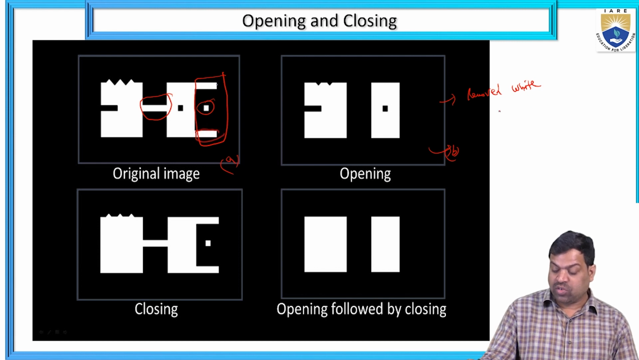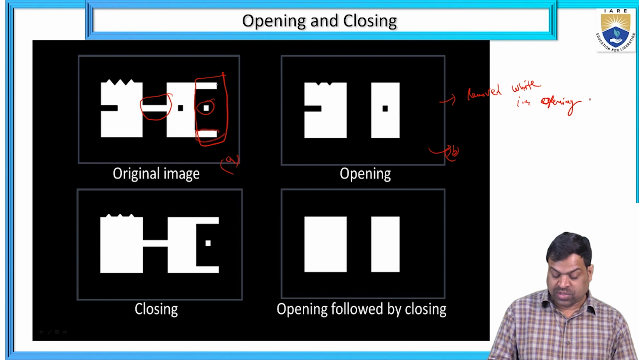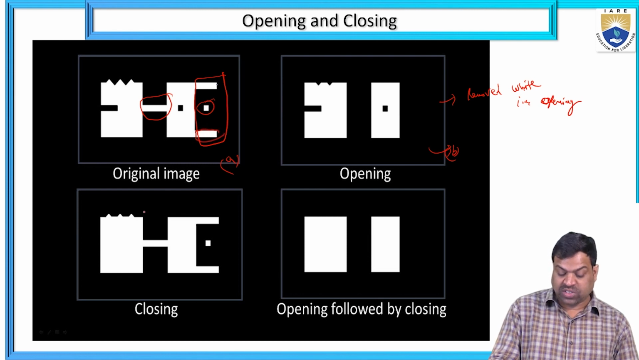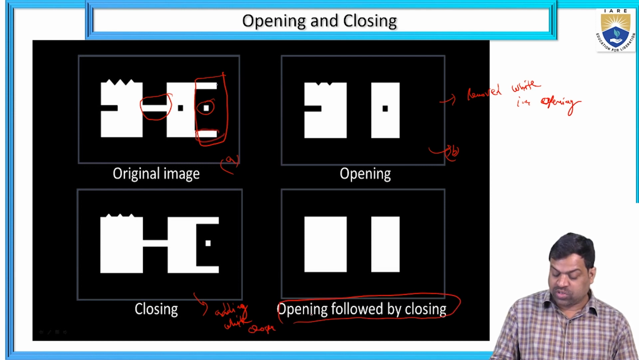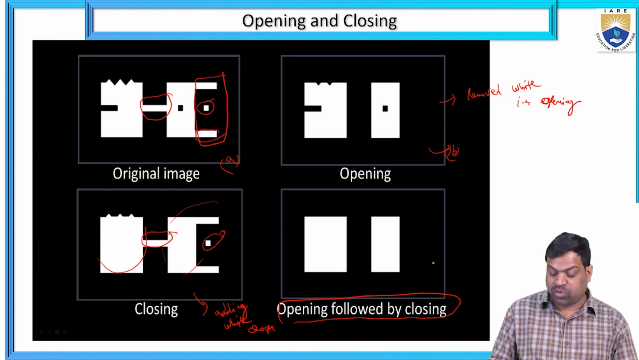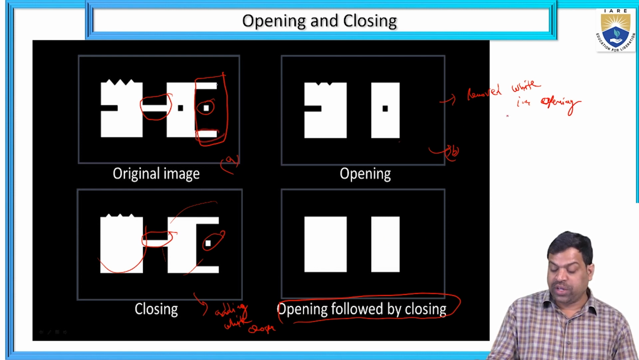So it is the opening. Remove white, that is opening. When I do closing, it means we are adding white, that is the closing. Okay, opening followed by closing. So here is a combination of opening and closing. The unnecessary things that are there, we have removed. So from figure A to figure B we removed white, then figure B to figure C.